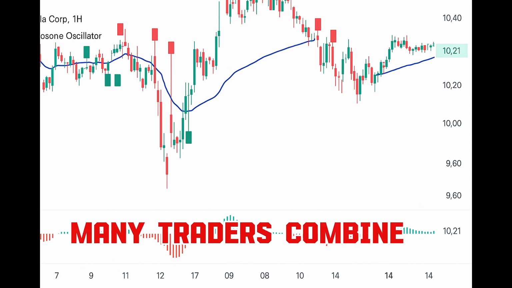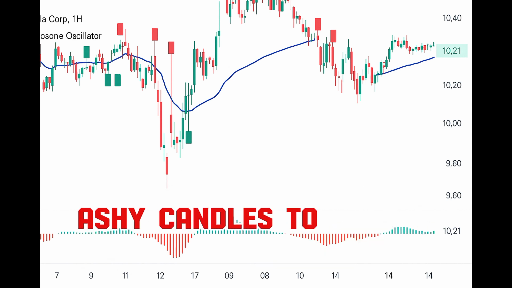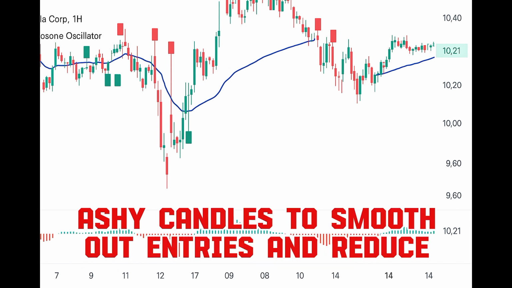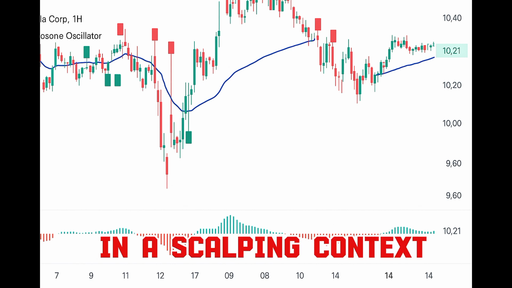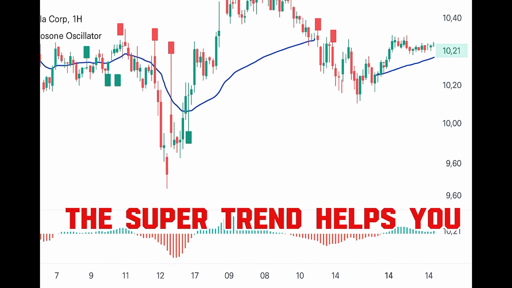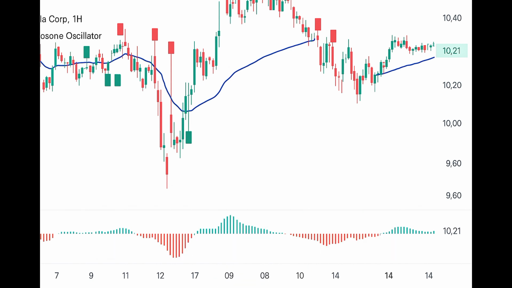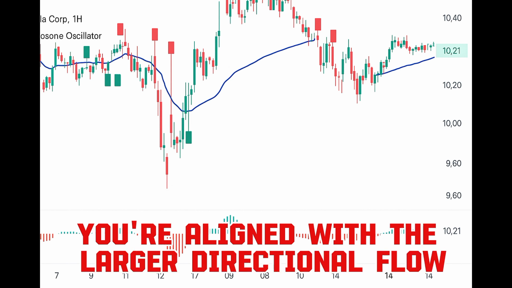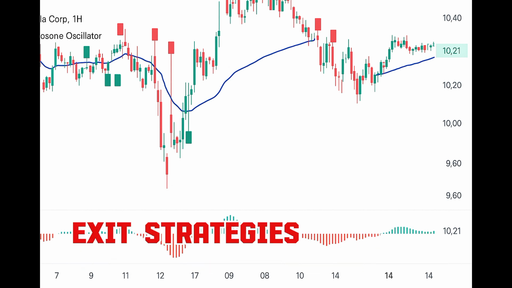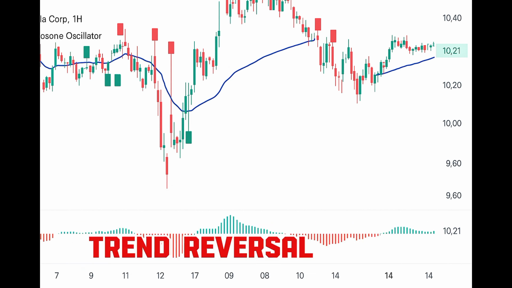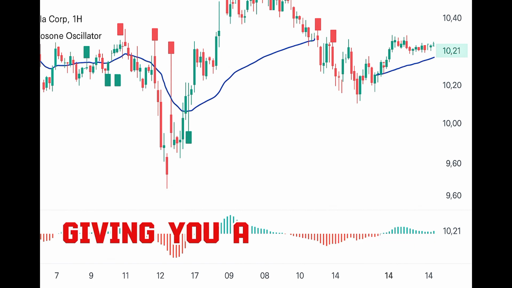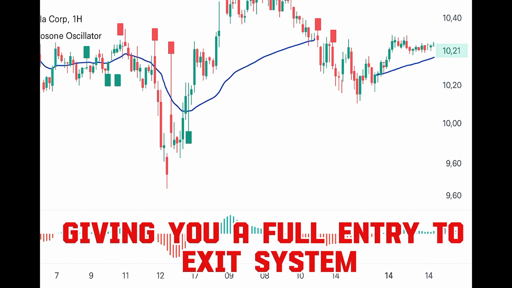Many traders combine it with Heikin Ashi candles to smooth out entries and reduce noise. In a scalping context, the supertrend helps you avoid counter-trend setups. If the trend is up and you're getting buy signals from your zone and volume, supertrend confirms you're aligned with the larger directional flow. Exit strategies can also be based on supertrend reversal signals, giving you a full entry-to-exit system.